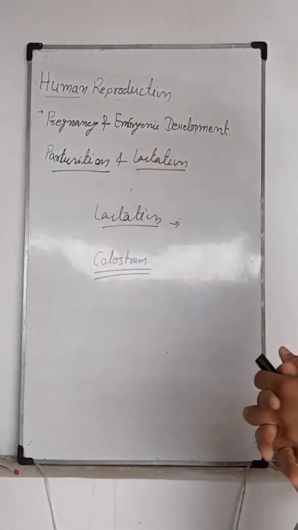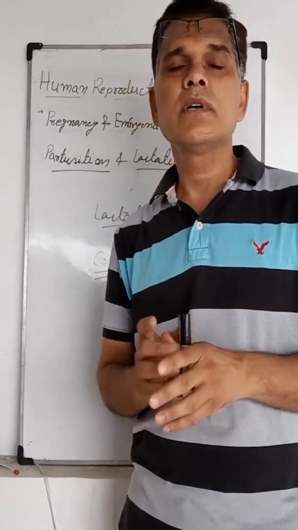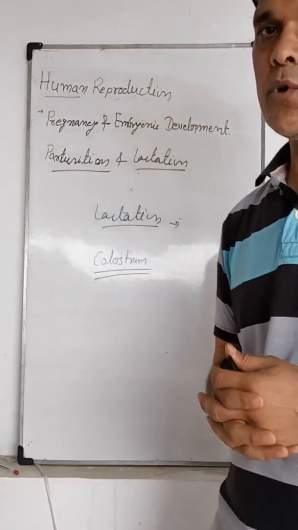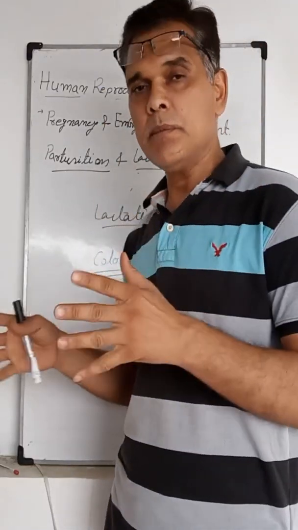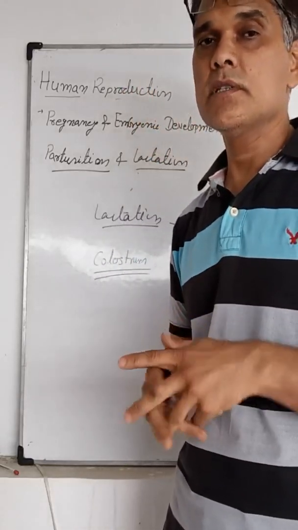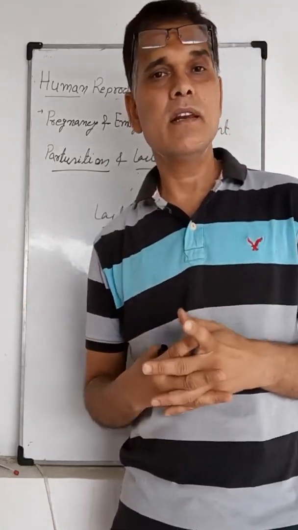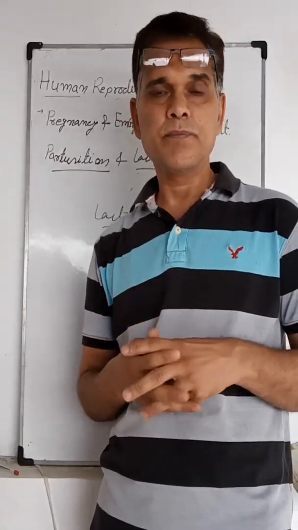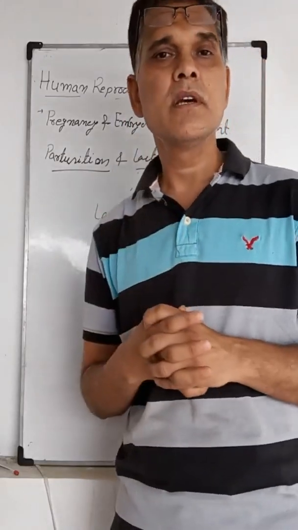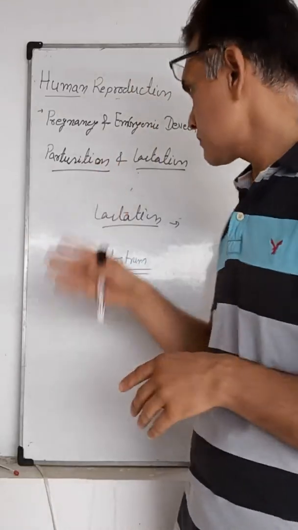So this is our complete chapter in which we studied human reproduction. Firstly we studied the male reproductive system and the female reproductive system. After that we studied gametogenesis, meaning the formation of gametes. Then we studied the menstrual cycle which occurs in females, in primates, especially mammals, that is monkeys, apes, and human beings. Then fertilization, implantation, then parturition and lactation.